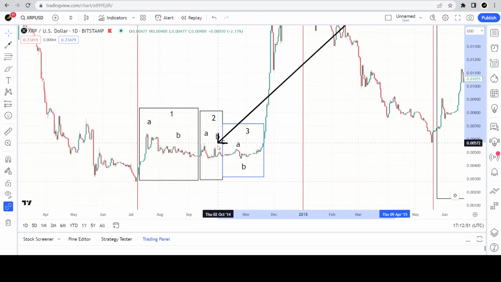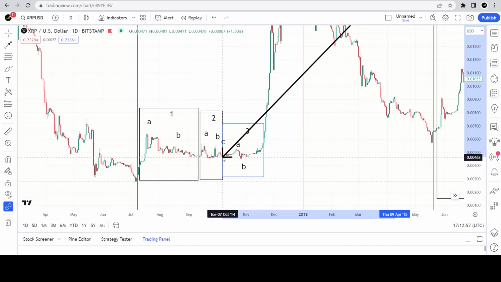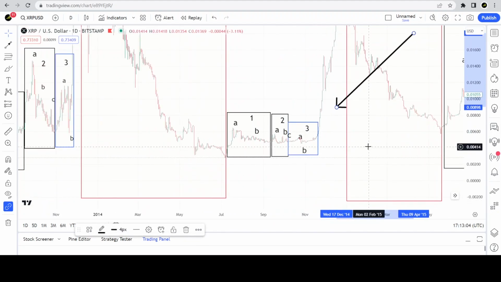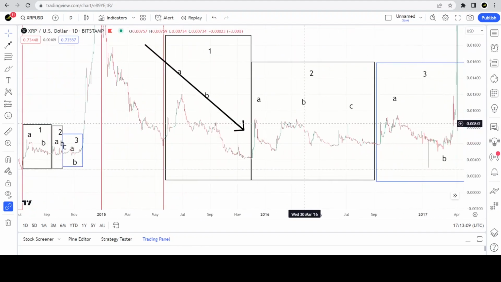Here is another iteration of this. This happened really quick. Here's A, here's B. B was just one candle up, one candle down, and C, it ended kind of where it began. So there is a long history of this fractal moving back down to almost where it starts.